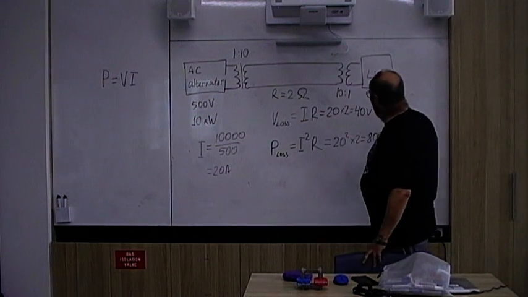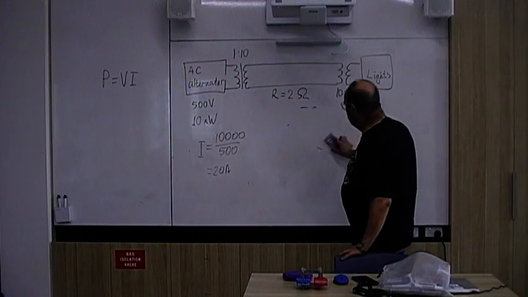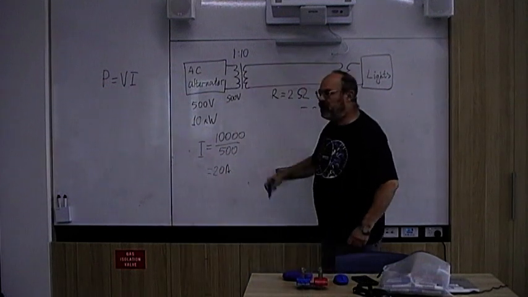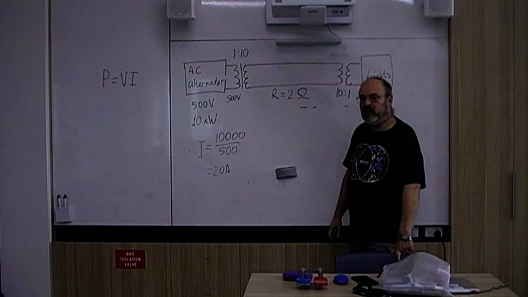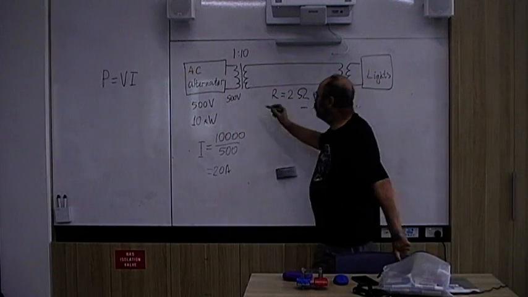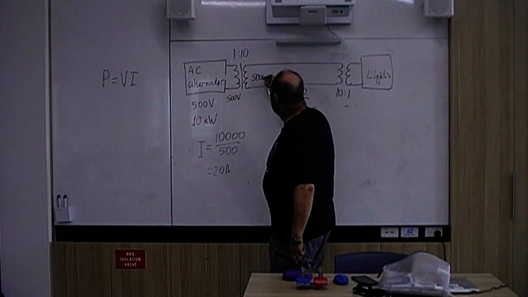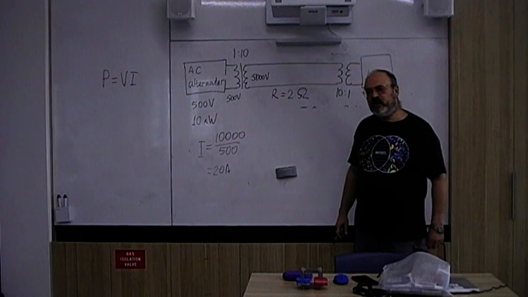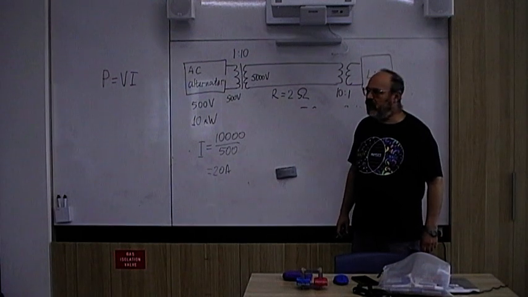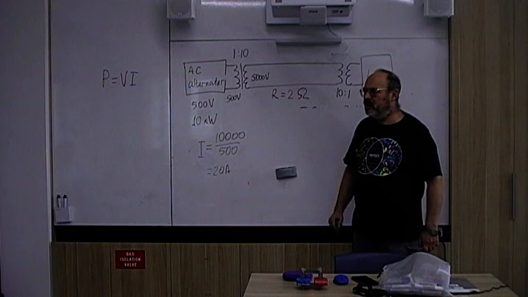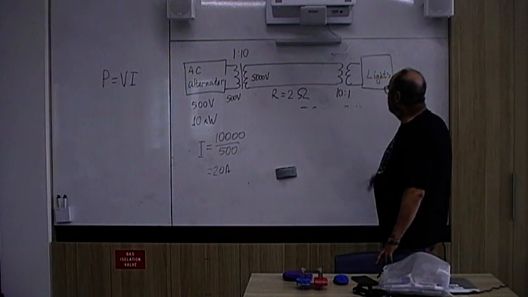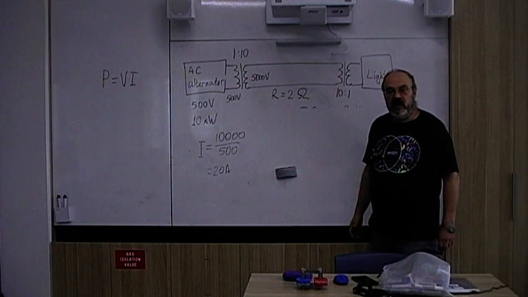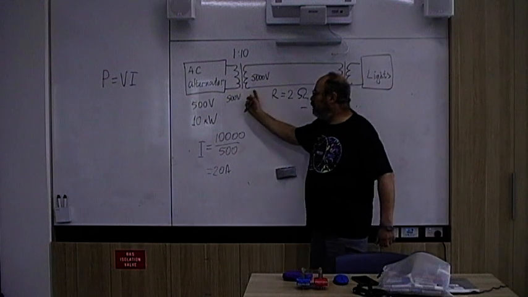So what will be the voltage? Here we have 500 volts RMS. What voltage will be here? It's a step up 1 to 10: 5,000 volts. But does the power change? Have we got an increase in power? No. Power is the same. From here to here it is the same.